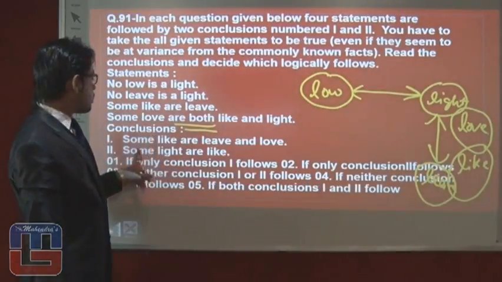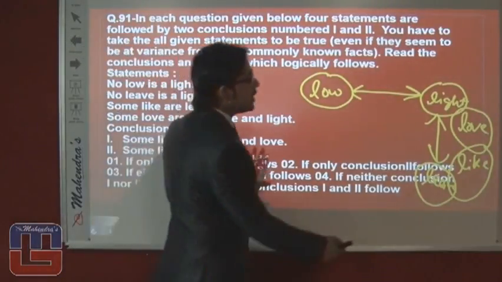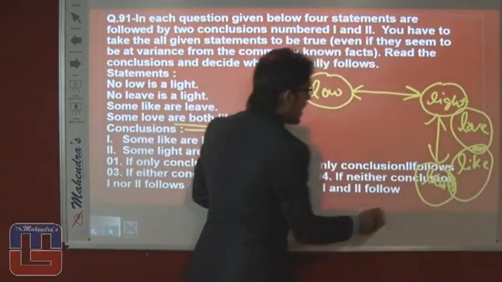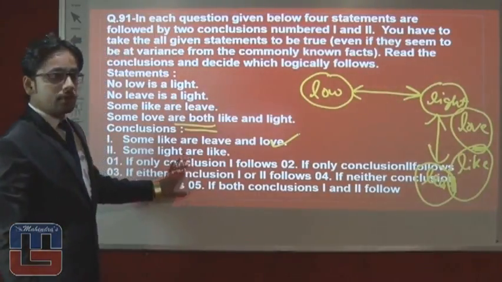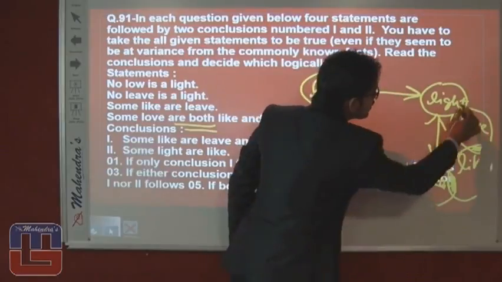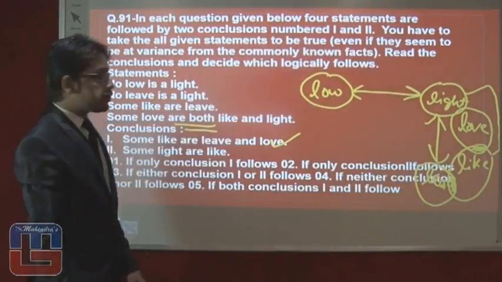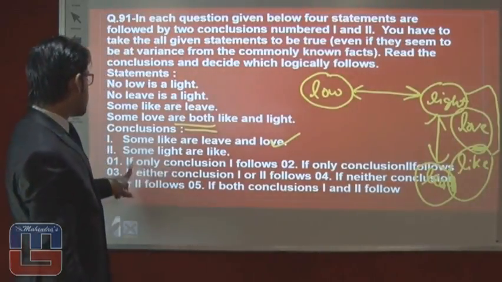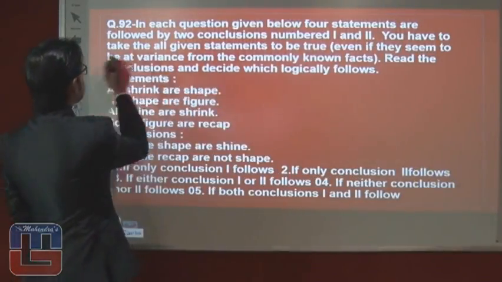In this question, first conclusion is some like are leave and love. You can see easily some like are leave as well as love. So we can say that this conclusion is true. Next conclusion wants to know that some light are like. You can see here there is no relation between light and like. So second conclusion is false. So we can say that only first answer will be the right answer of our question, that is only conclusion first follows. Let's proceed towards the next question.